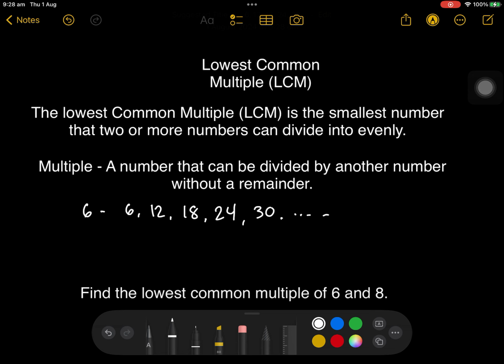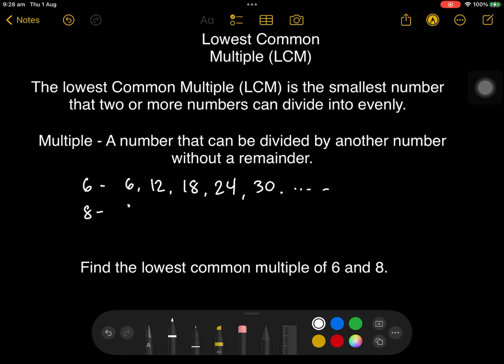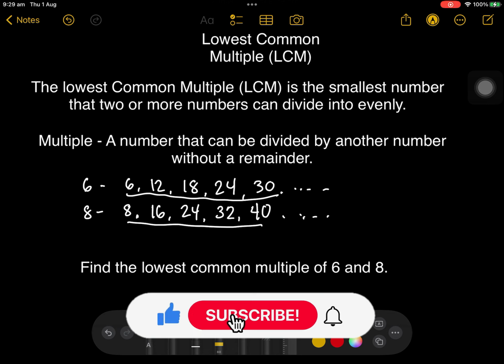Okay, another one, if you have 8, 16, 24, 32, and 40, and so on and so forth. So if you are asked to list down the first 5 multiples of 6, this will be the answer. And if you are asked to list down the first 5 multiples of 8, this will be the answer. So it depends on the questions.